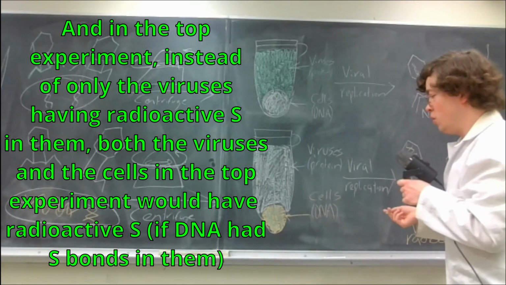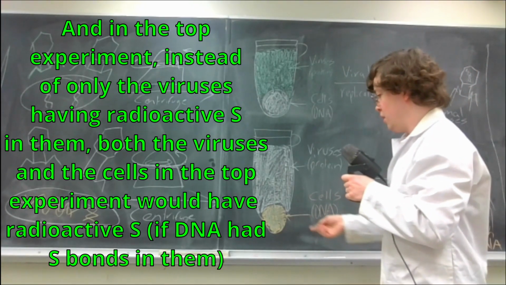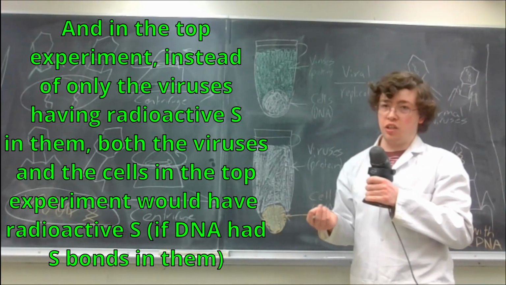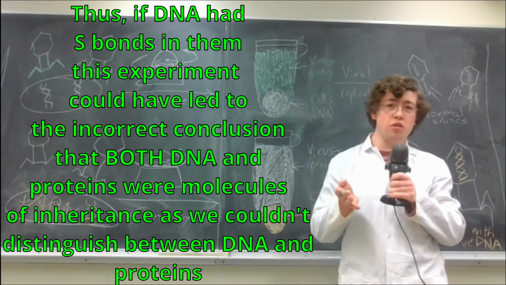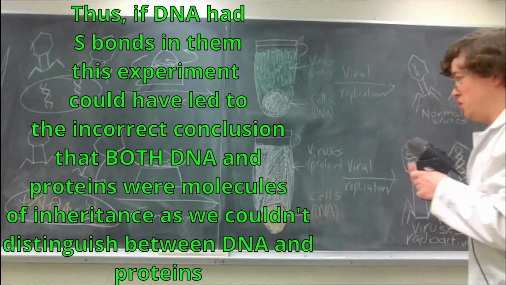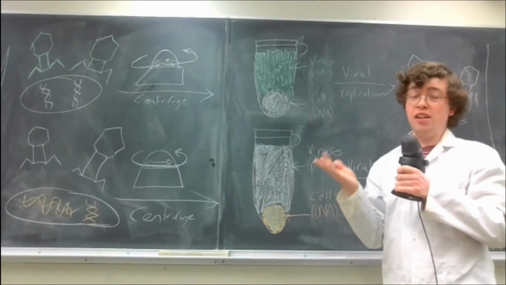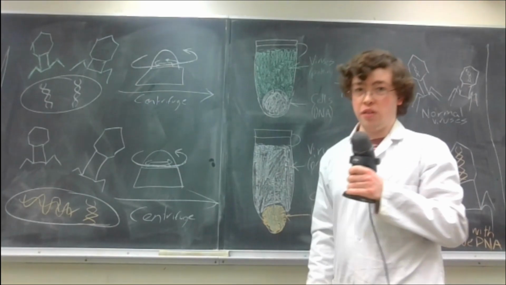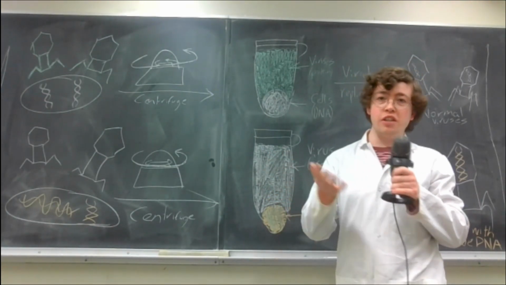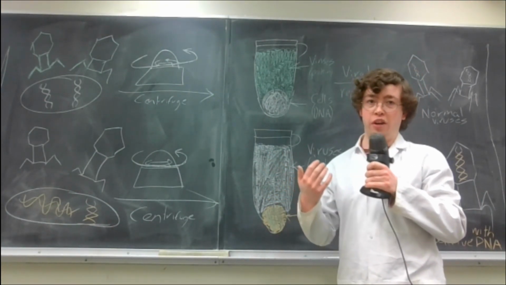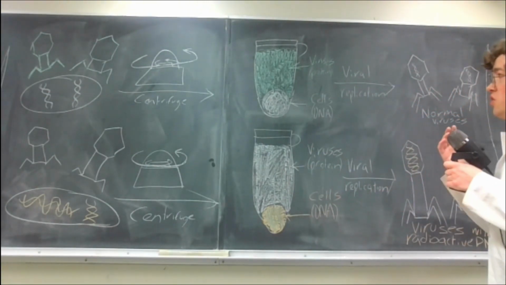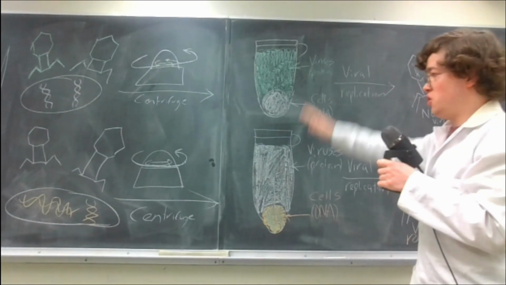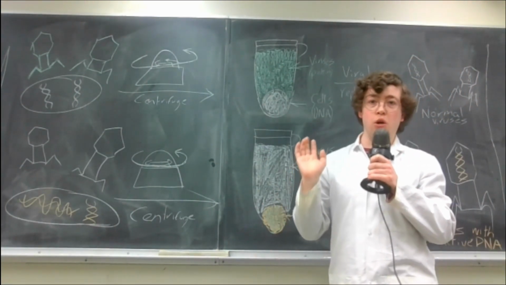Because for all we know, if DNA had sulfur in it, this result could indicate that either DNA is the molecule through which inheritance takes place, or alternatively, perhaps inheritance can only take place when both DNA and proteins are present in a sample. And thus, it would be a combination of DNA and proteins that allow for us to inherit traits from our parents. But because there isn't any sulfur in DNA, this experiment was able to work almost perfectly.